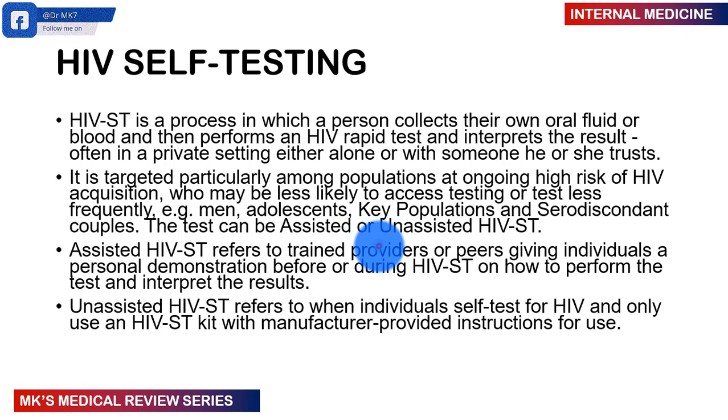It's a very easy thing to do. You just look at the lines. It's like a pregnancy test, like I told you. Then, of course, the unassisted type, where now the individual actually tests themselves for HIV and they use the HIV self-testing kit and they follow the instructions.